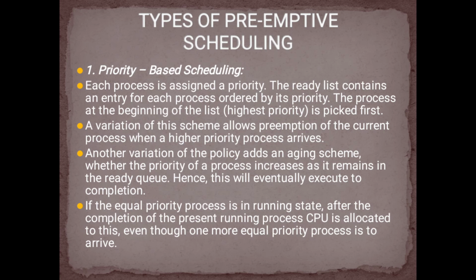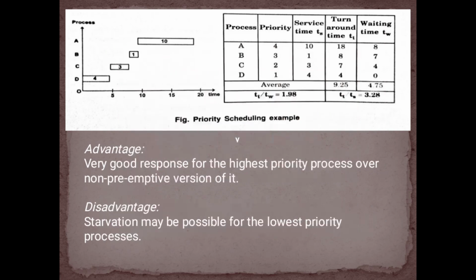Suppose you are executing a process C, and at that time A tries to interfere and wants to execute its process. Then C will stop its process and A will be executed. After A completes its process, C will be rescheduled and continue its process. So this is preemptive scheduling, priority based preemptive scheduling.